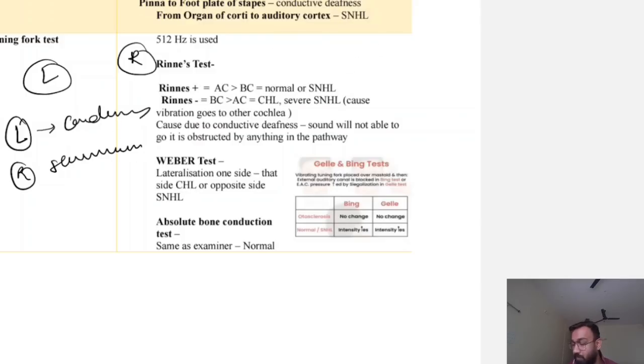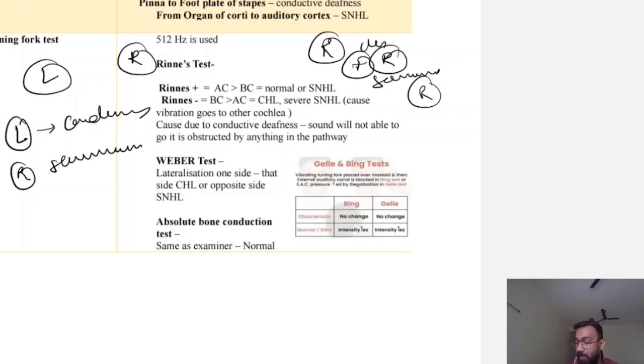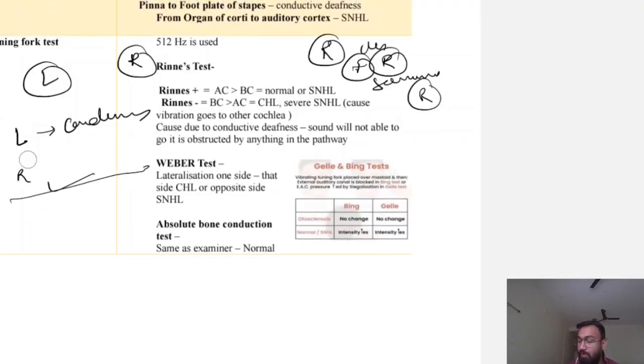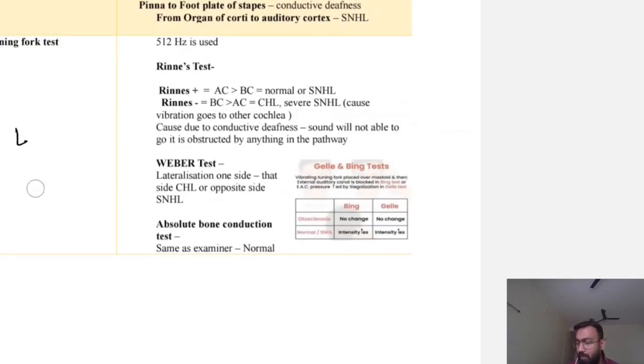After that, go for the Rinne's test. If Rinne's test is positive on the right side, it is sensory neural deafness on the right side, and Weber's test is also suggesting that it could be right side sensory neural hearing loss. So to solve these MCQs, first see where the Weber test lateralizes, and then see the Rinne's test. If both are suggesting one thing, then it is the answer. These MCQs are very simple if you apply basic logic.